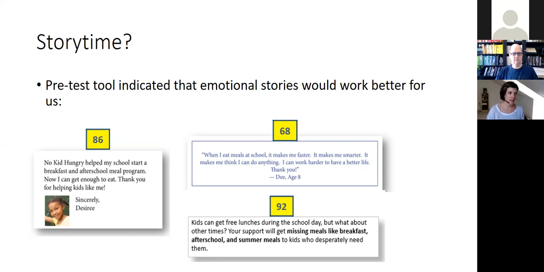"Kids can get free lunches during the school day, but what about other times? Your support will get missing meals like breakfast, after school, and summer meals to kids who desperately need them." In this pre-test tool, we had a lot of findings that really showed us that it was probably a safe bet to test these emotional stories and get away from some of the more institutional statistical messaging that we had been running with for so long.